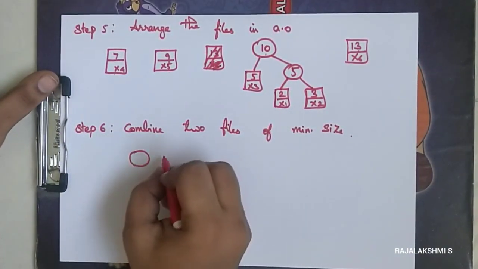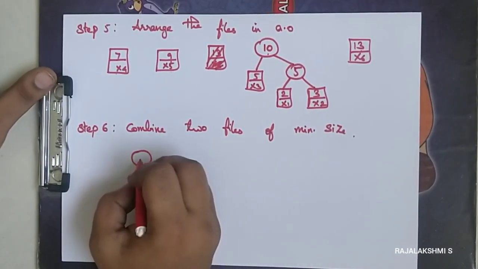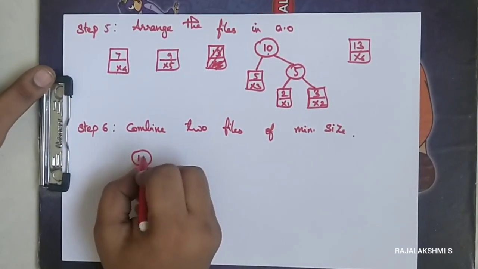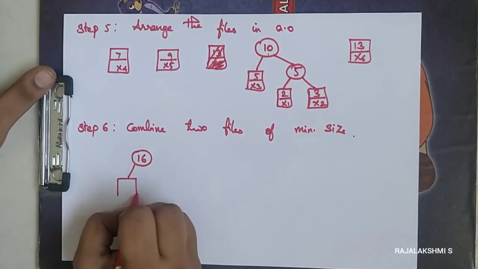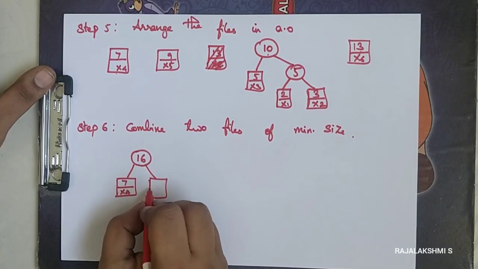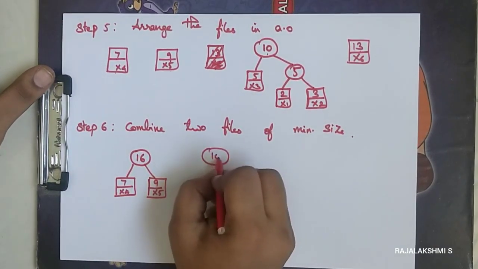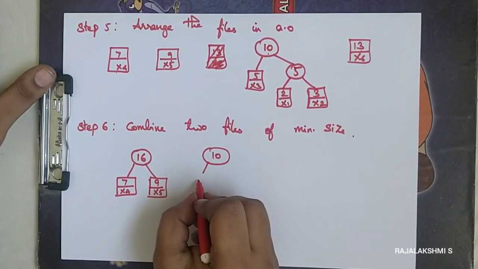So the root will be sum of the roots of the x4 and x5. So it is 9 plus 7. So it will be equivalent to 16. So here it is 7 x4, and here you will be having 9 x5, right? And it is 10. I am writing the previous trees as it is.